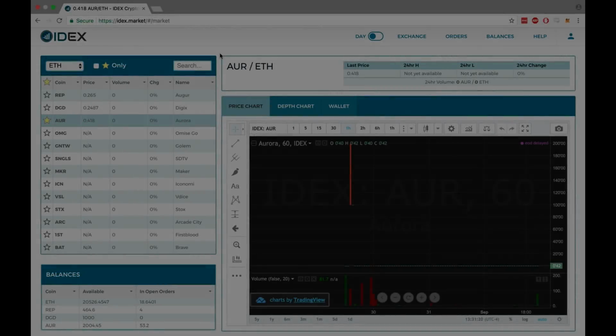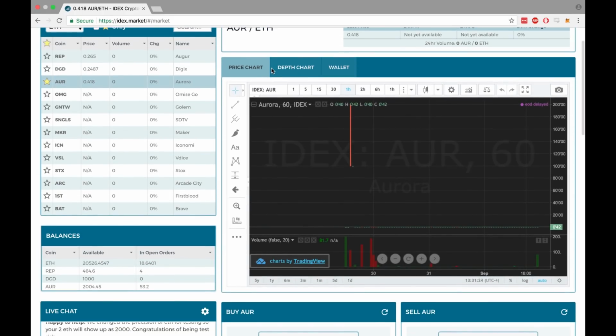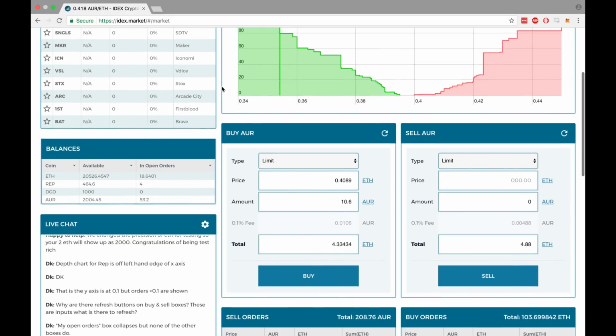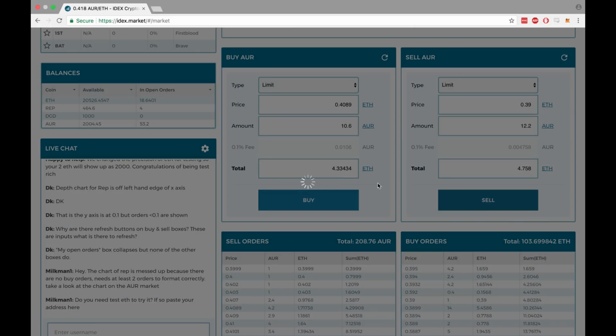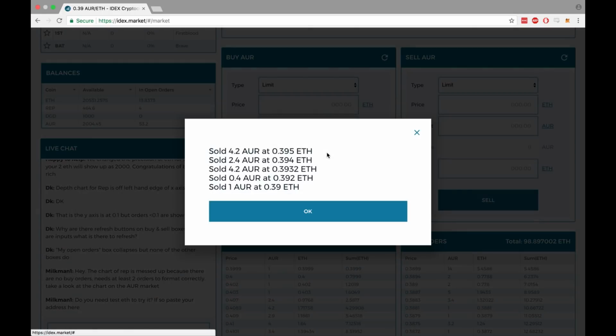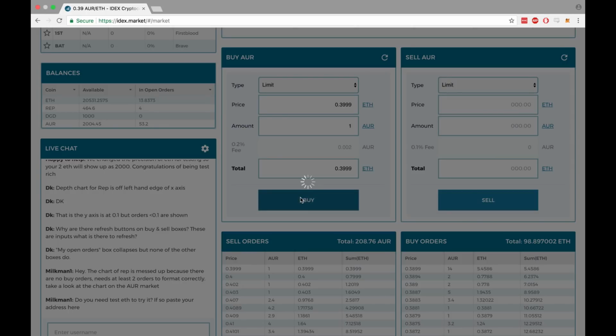Here's what it's like to trade on IDEX, the first smart contract-based cryptocurrency exchange with real-time trading and high transaction throughput. IDEX has a look and feel that is familiar to traders, but unlike your typical exchange, on IDEX, all settlement is done through the Ethereum blockchain.